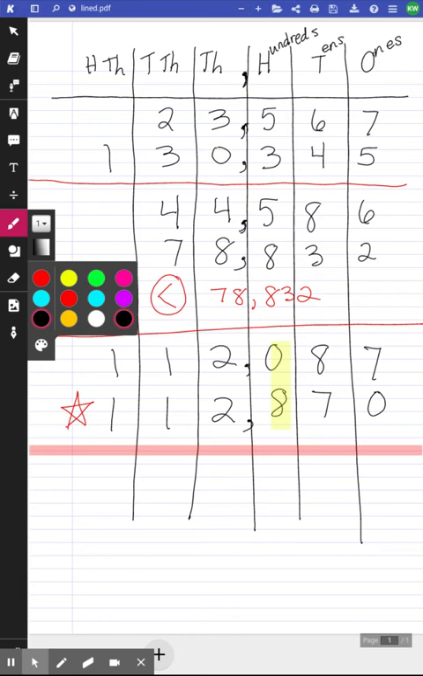29,003. Ooh. 29,003. Ready? 29,000 looks like this. 2 10,000s and 9,000s with a comma. And then I said 3. Well, 3 is in which place? The hundreds, tens, or the ones? If you said it's in the ones place, you're right.